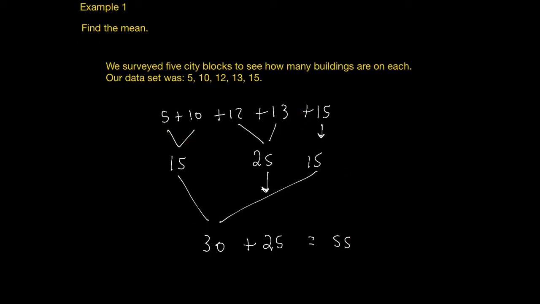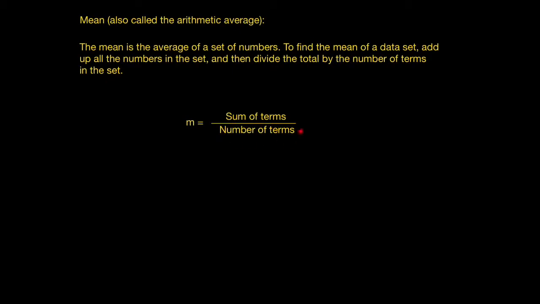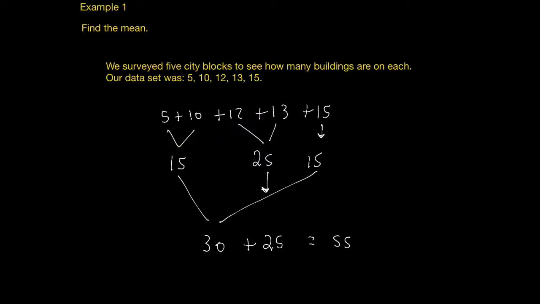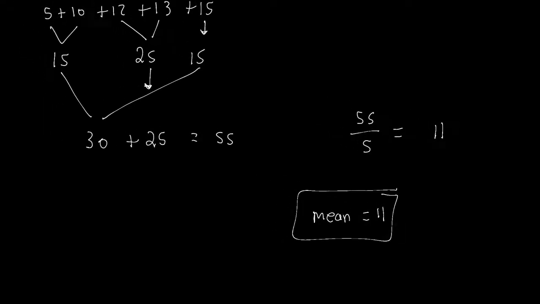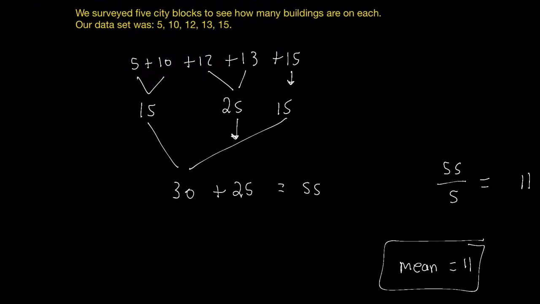Now to get the mean, I have to now divide by the number of terms, and like I said before, we have 1, 2, 3, 4, 5 terms, so we have to get 55 and divide it by 5, which is 11. So the mean is going to equal 11 here. So go ahead, try the next set of examples, and I'll see you back in the next video. We'll be talking about the median.